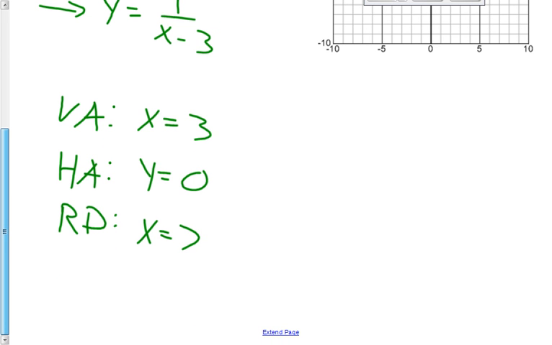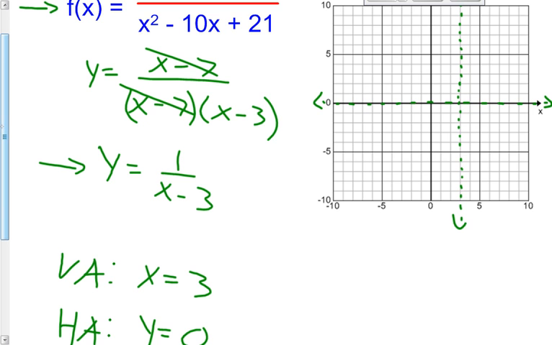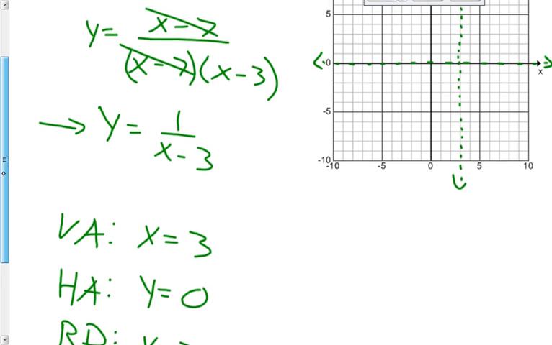Y equals 0. So let's draw these on our graph. At x equals 3, we have a dotted line. There's our vertical asymptote. At y equals 0, we have a horizontal line, because that is our horizontal asymptote. Now, class, all you need is 2 points to the right of your vertical asymptote and 2 points to the left of your vertical asymptote.